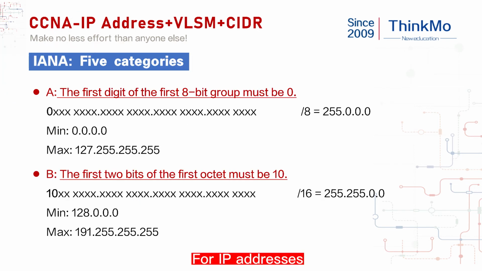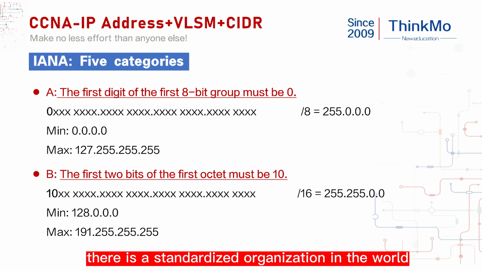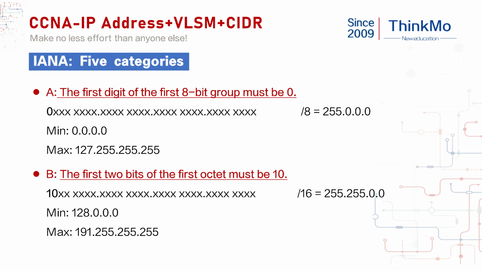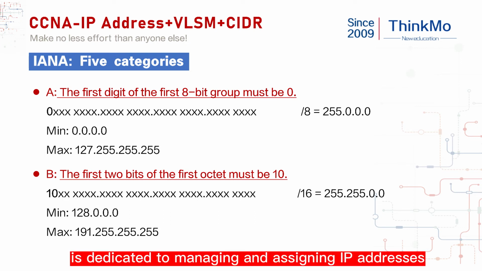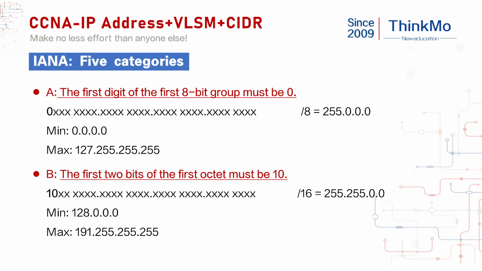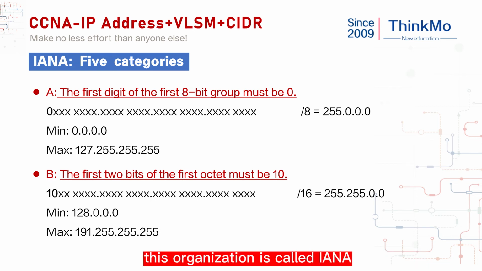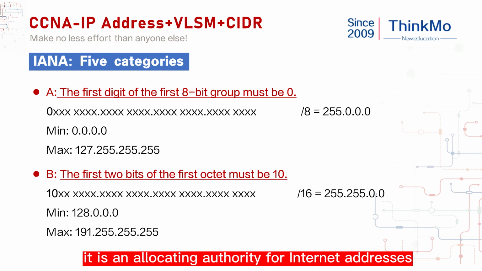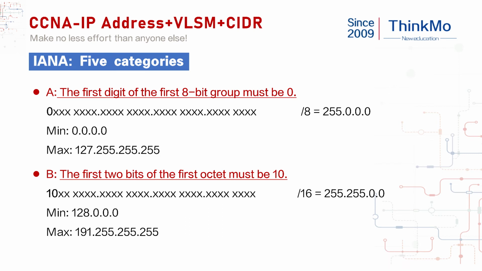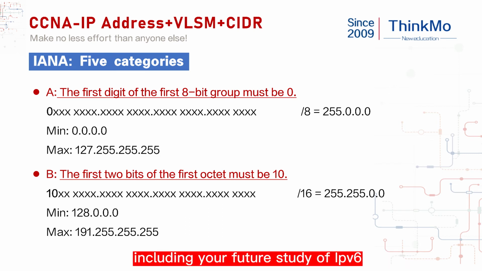For IP addresses, there is a standardized organization in the world that is dedicated to managing and assigning IP addresses. This organization is called IANA. It is an allocating authority for Internet addresses. It divides the entire IP address into 5 categories, including your future study of IPv6, which is also managed by this organization. Let's briefly summarize: divided into 5 categories of ABCDE.